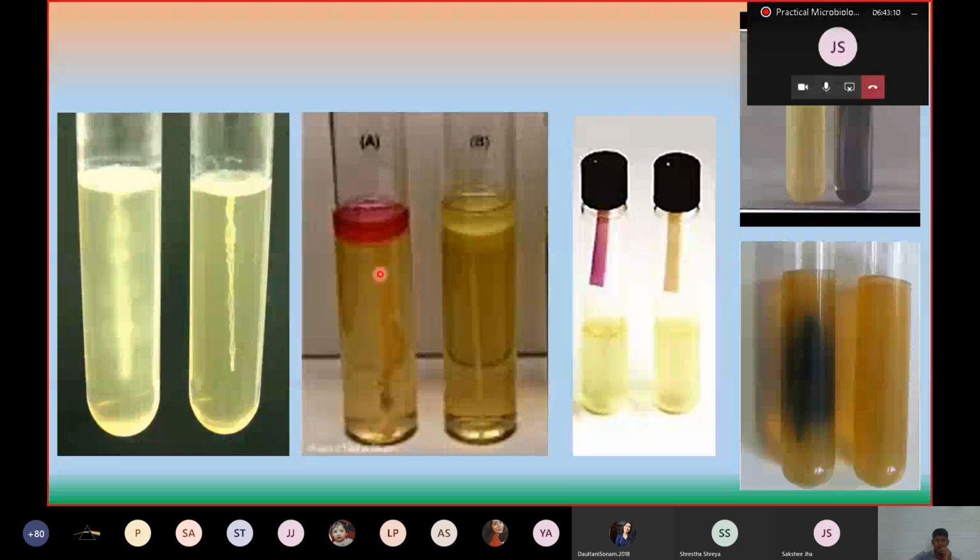Sometimes, instead of a strip, the Kovacs reagent comes as a liquid, and if we pour it over the top surface of the media, it will change color in case of indole positive, and there is no change in color in case of indole negative.